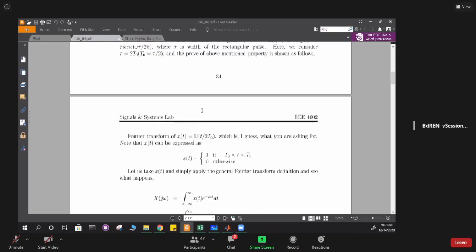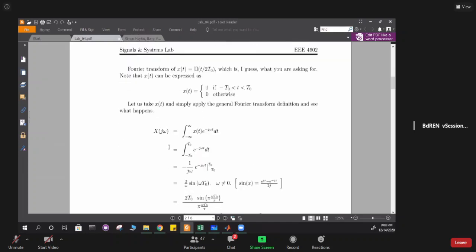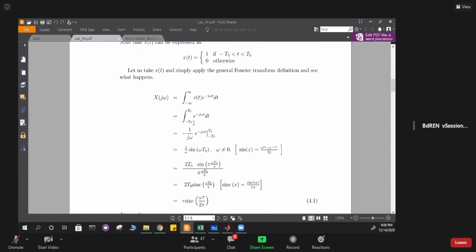So if I come here, this is the initial equation we have seen for how to calculate X(j omega). Then we replaced the limits from minus T0 to T0, and x(t) is equal to 1 in that limit, and otherwise it is 0. If we integrate, we will get 2 by omega sine omega T0. Try to get this. I'll be continuing this on the whiteboard. This equation is valid for omega not equal to 0, so we obviously need to calculate X(j omega) for omega equal to 0 also.